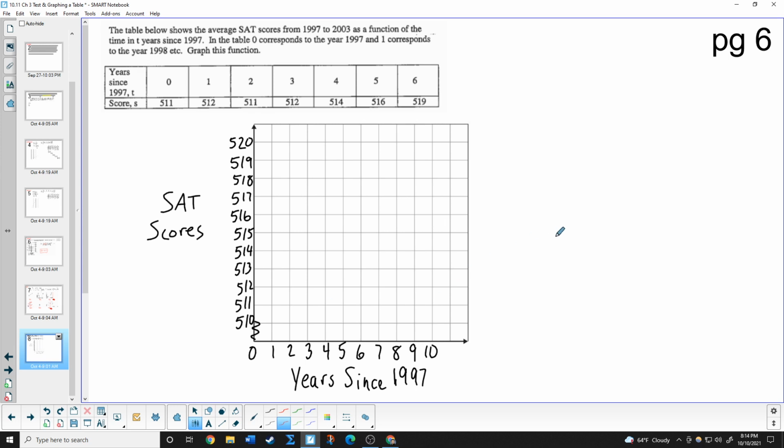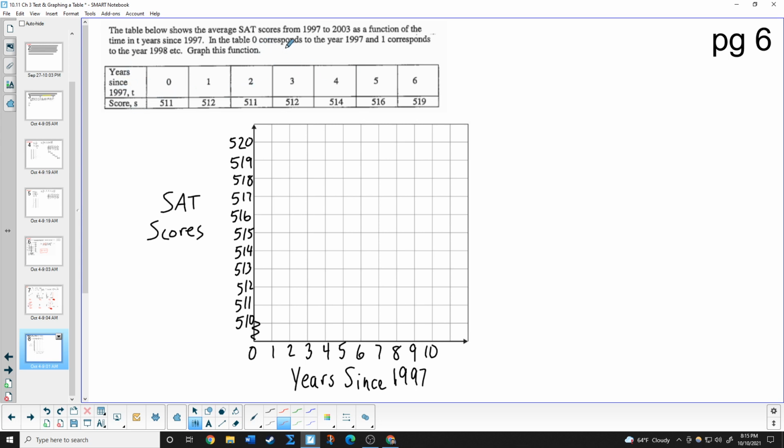So this problem says, the table below shows the average SAT scores from 1997 to 2003 as a function of the time in T years since 1997. In the table, 0 corresponds to the year 1997 and 1 corresponds to the year 1998. Graph this function. All right, so they do something very important here. Actually, before I even get to that, it's the year since 1997.